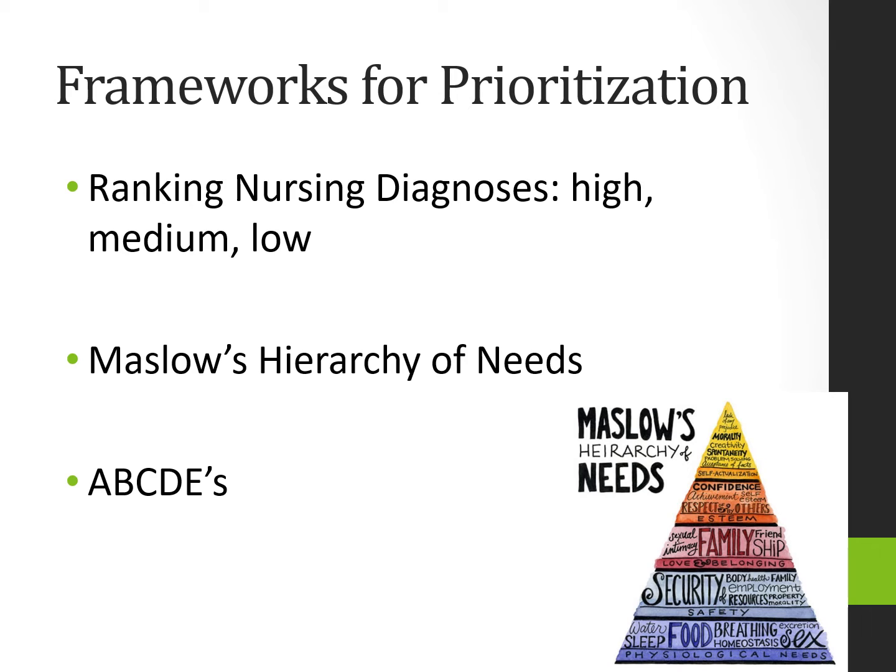Nurses can use Maslow's pyramid to remind themselves which nursing actions are priority, starting from the bottom of the pyramid. Another way to prioritize nursing care will be to focus on the ABCDEs, which stands for airway, breathing, circulation, disability, exposure, and environmental control, and I will cover this in a little more detail in one of the upcoming slides.